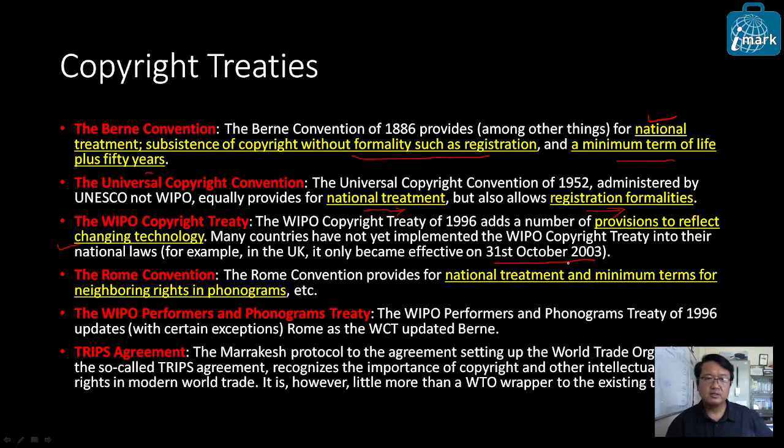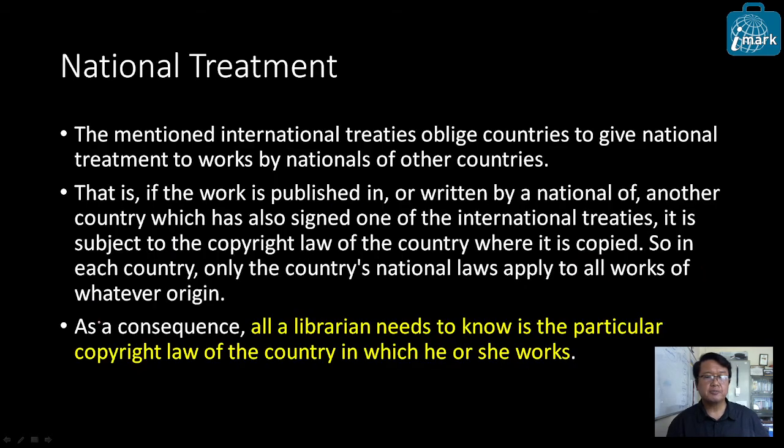See the gap. Now, the Rome Convention is also another important event where national treatment and minimum term for neighboring rights in phonograms were introduced. Subsequently, we have the WIPO Performances and Phonograms Treaty. Then we also have the TRIPS Agreement and so on. These are some of the important treaties concerning copyright that have shaped the framework of copyright, which ultimately is adopted by different nations.